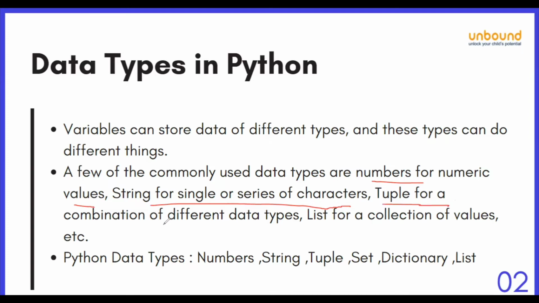Tuples. Tuples are for a combination of different data types. You know what a list is? Your mother makes a list if you want to go to a grocery store. So a list is a collection of values.